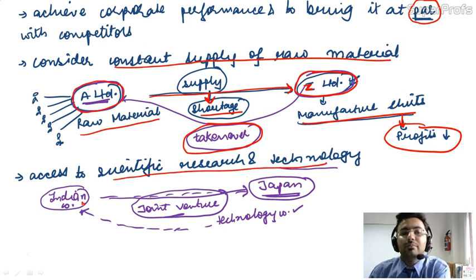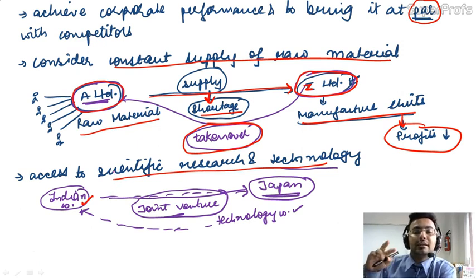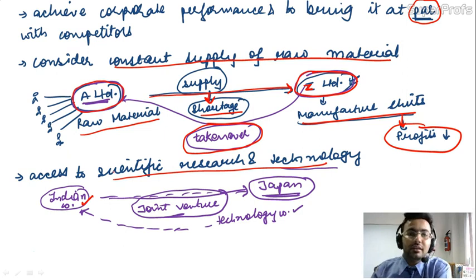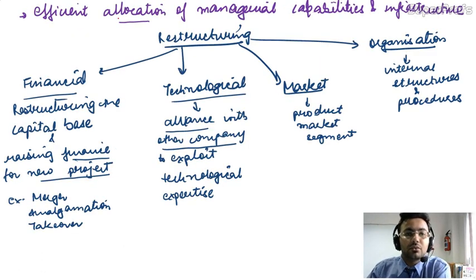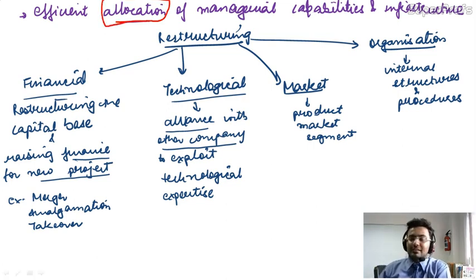In India, there's a company which has expertise in providing manpower, and they want some technology. So they have entered into a joint venture with Japan so that all the technology which is with the Japanese company will be transferred to the Indian company as they'll be working for a common good. Efficient allocation of managerial capabilities: you can consider the same example of the India and Japan companies.